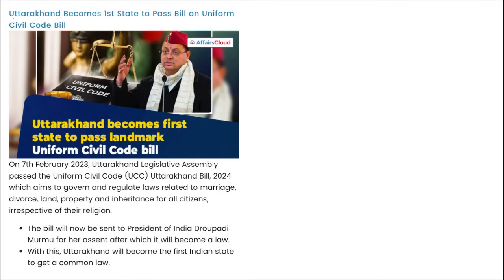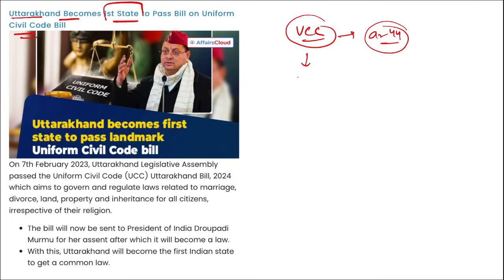Apart from this, one more is here. Uttarakhand became the first state to pass a bill on Uniform Civil Code. UCC comes under Article 44, and which state became the first state to pass this bill on UCC? It is your Uttarakhand.